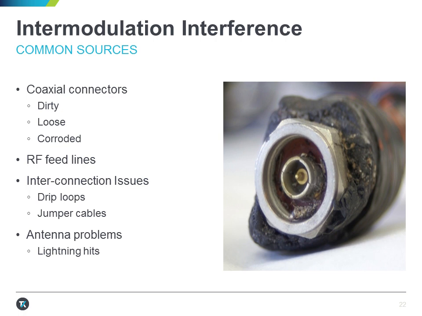When it comes to intermodulation interference, there are some common connectors or common components in modern radio systems that we can look at. Coaxial connectors, RF feed lines, and in general, interconnection issues between cables are a primary area of concern when we think about intermodulation interference. Also included in that are antenna problems themselves. Remember that all of these components are exposed in the environment and can age variously.